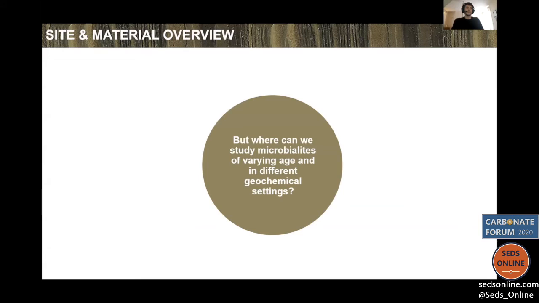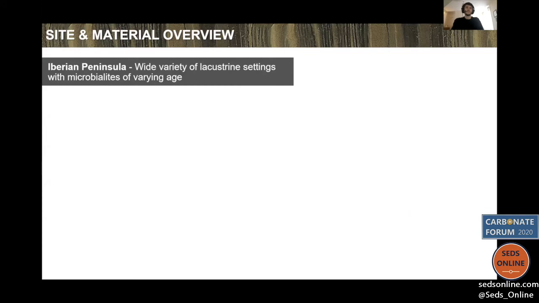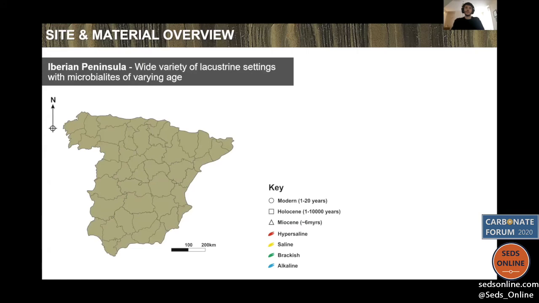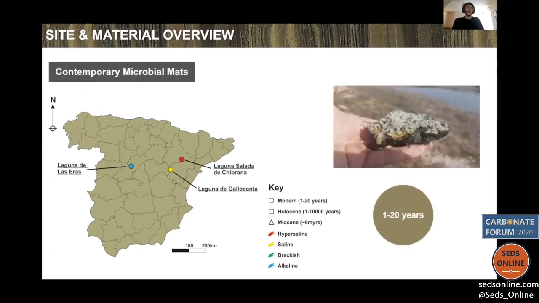So we can study microbialites of varying age and in different geochemical settings in the Iberian Peninsula. There's a wide variety of lacustrine settings here with microbialites of different age. Basically, I split this up so that we have contemporary microbial mats, between 1 and 20 years old. We have these three settings here: hypersaline, saline, and alkaline. So we find these types of mats on the right here in these settings.